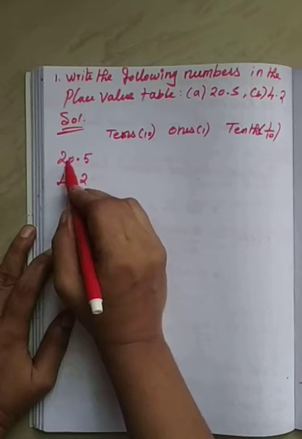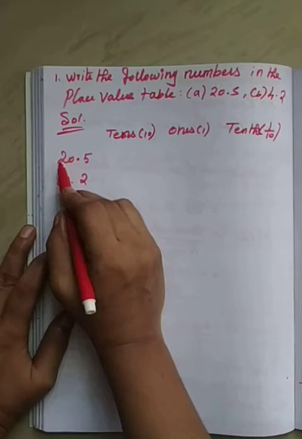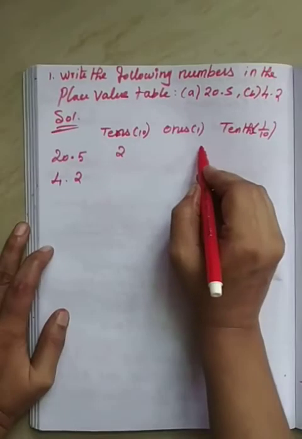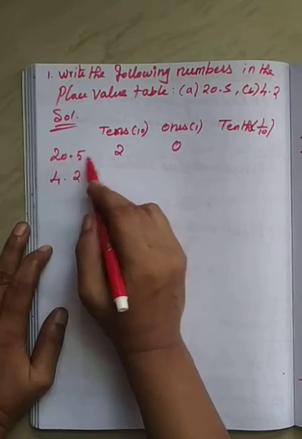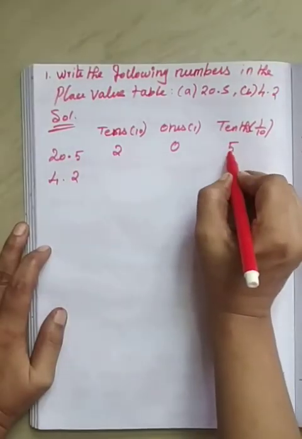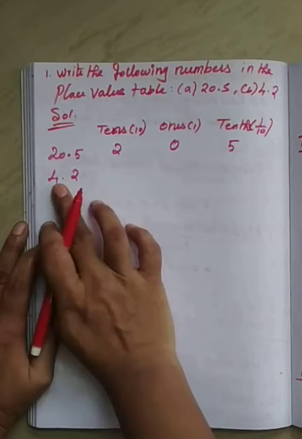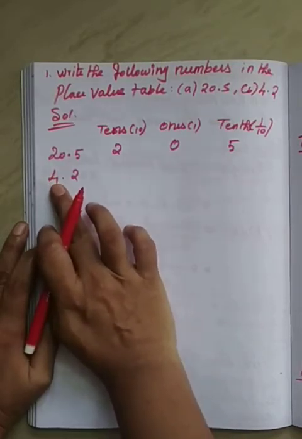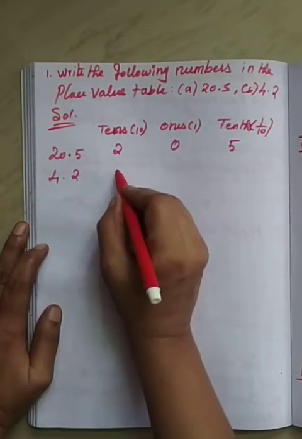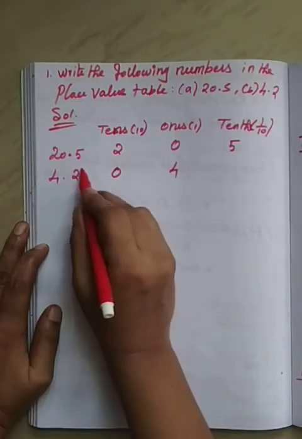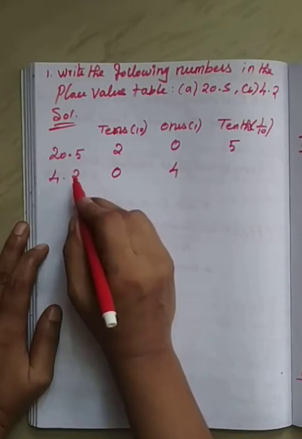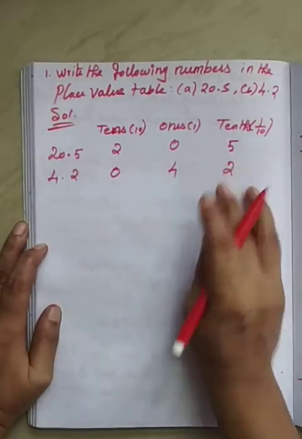Now in this one, which digit is tens? See, ones, tens. Ones is 0, tens is 2. So 2 and then 0. And this one is the 10th place, so 5 is the 10th place. Then 4.2. The digit 4 is in the ones place. So the tens place is not here, so you have to put 0. Then 0.2 means this is the 10th place. Everybody knows. Now you have to put 2.